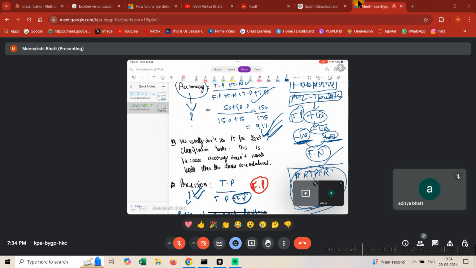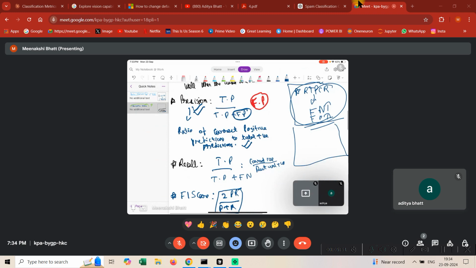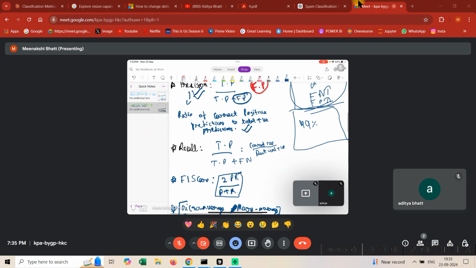But guys, tell me one use case. Let's say I have a dataset in which 99% of the data is of one class and 1% is of class 0, and I always predict the majority class, that is 1. So what would be the accuracy of the model? The accuracy of the model would be 99%.